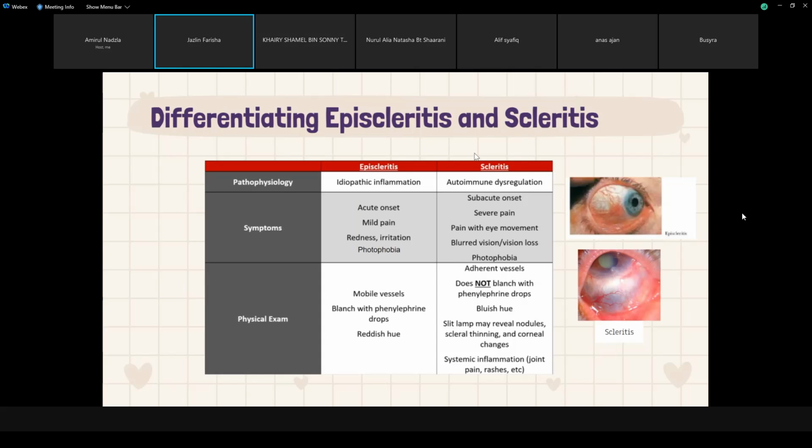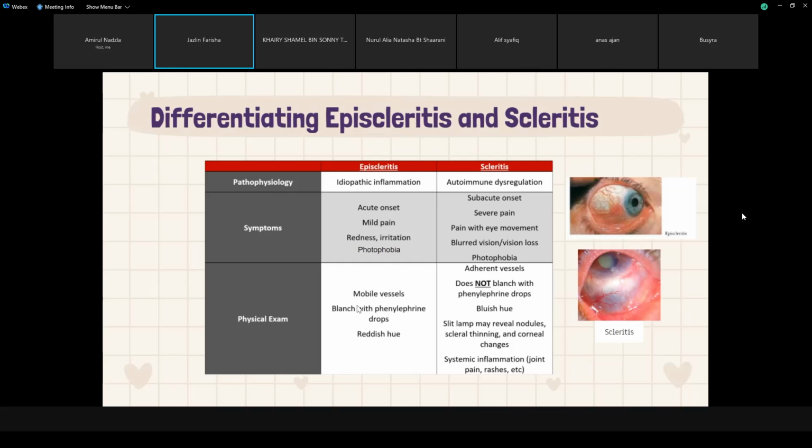And in episcleritis, it is more sudden in onset or acute in onset, while scleritis is more gradual or subacute onset. Episcleritis will have discomfort or mild pain, redness, irritation, and photophobia, while in scleritis, it is very painful, the patient will have severe pain and pain with eye movement, and then there will be blurred vision, photophobia.